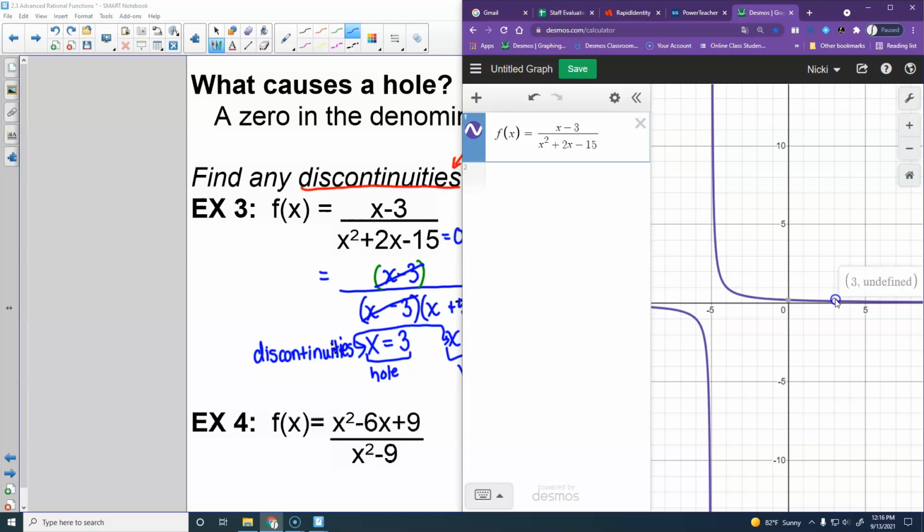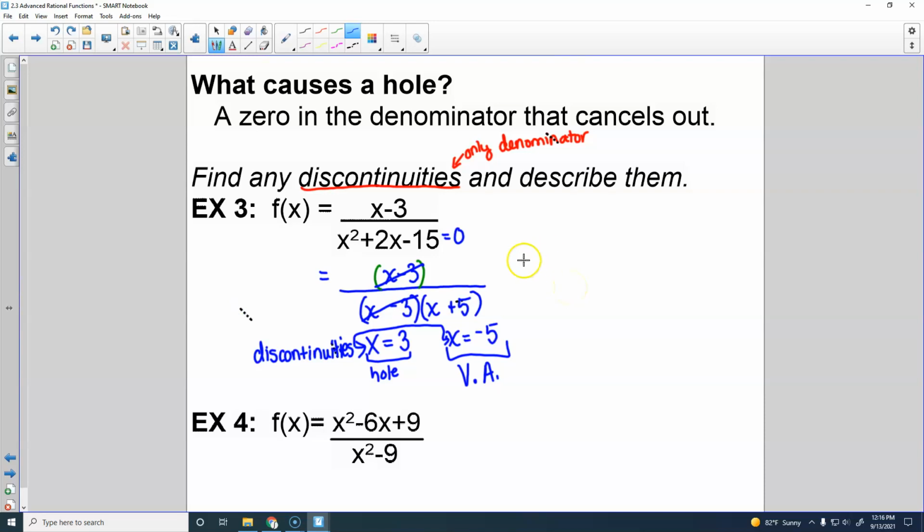There we go. If you can get right there at 3, you can see how it changes from a closed dot to that open circle. So it is undefined right there at 3. So that's what it looks like in the graph. It looks exactly like the graph of 1 over x plus 5 with a hole at x equals 3. So the stuff that cancels out is going to look like it's gone, but there is still a hole right there.